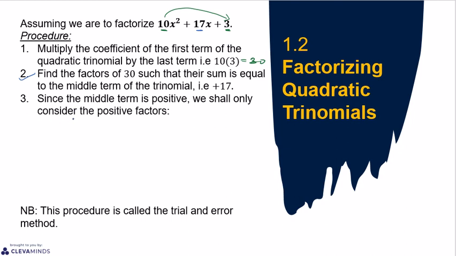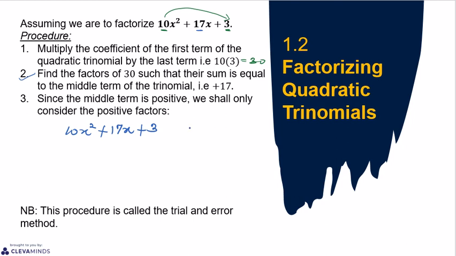So what am I trying to say here now? For example, I have 10x squared plus 17x plus 3. I'm told to factorize this. Like I said, what are the factors of 30? There are a good number of them. But the one that will suit this is two factors such that the addition must give 17.